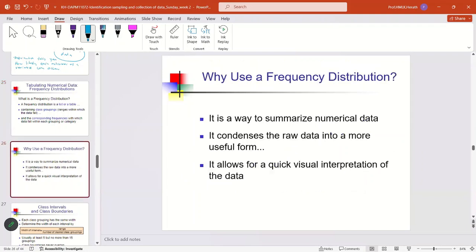Okay, why do we use a frequency distribution? It is a way to summarize numerical data, and it condenses the raw data into a more useful form, and it allows for a quick visual representation of your data. And it tells you further how likely different classes of data can happen. So this is the usefulness of a frequency distribution.